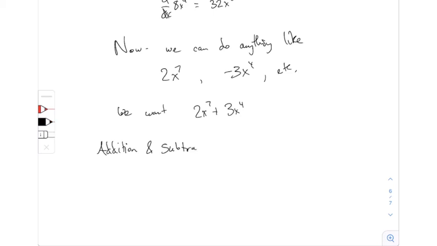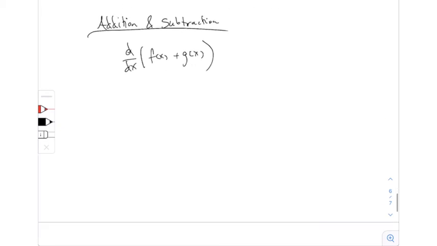Subtraction. Let's just do addition, and then I'll just tell you what the answer is for subtraction. It should be obvious enough, but my question is, what happens when you take the derivative of f plus g? Two functions added together, you take the derivative. How is this related to the derivative of f and the derivative of g? There should be some relationship. Let's just try it out.